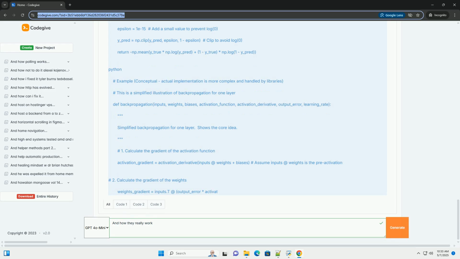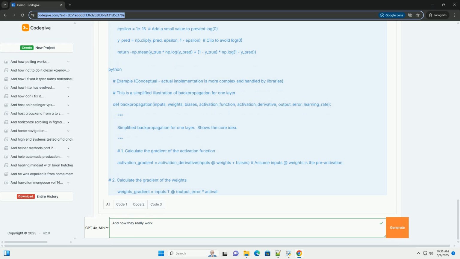Sigmoid: sigma(x) = 1 / (1 + exp(-x)). Output between 0 and 1. Historically popular but can suffer from vanishing gradients. ReLU, rectified linear unit: ReLU(x) = max(0, x). Simple and widely used. Can suffer from the dying ReLU problem.